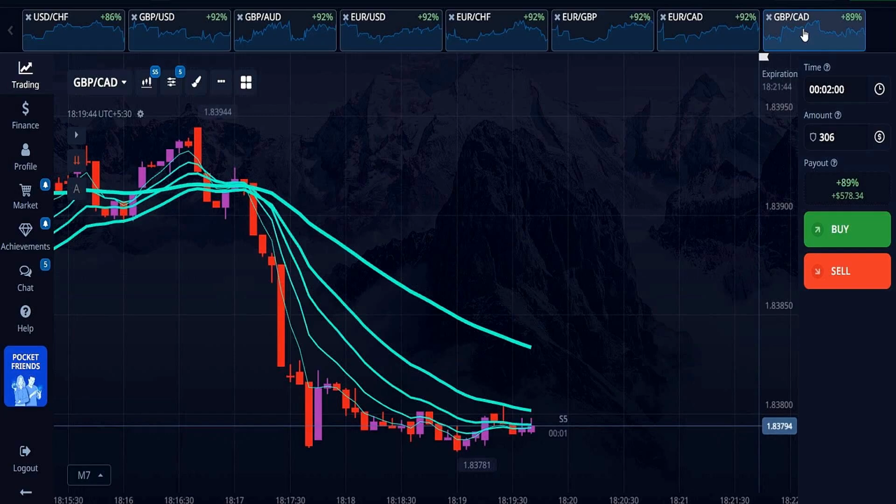This strategy works best when you wait for perfect EMA alignment, clean breakout candles, and strong momentum. Skip the weak setups. Patience pays.